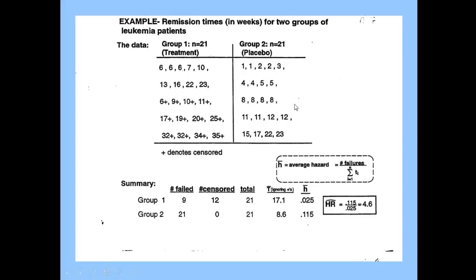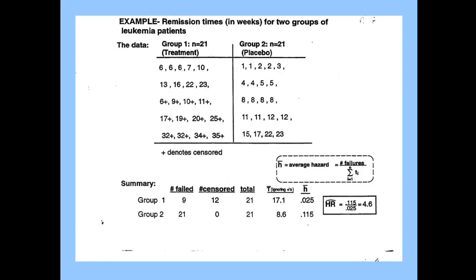There's 21 numbers in each group, but you notice that there are some numbers here that have a plus next to it, okay? 6 plus, 9 plus, 10 plus, okay? That's true in this group, but none of these people have a plus next to it. So the plus means, like the 6 plus says that this person was in remission for 6 weeks, but after 6 weeks, we don't know what happened to them. We really don't know whether they went out of remission at 6 weeks.